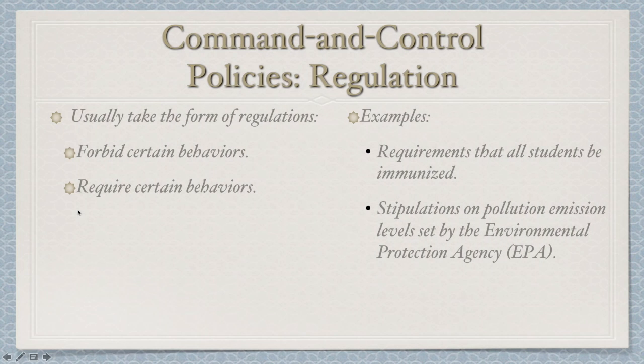A command and control policy usually takes the form of rules and regulations. For example, the government can forbid certain behaviors or require certain behaviors. So the government requires that all students be immunized, right? We'll talk about the immunization rules in class, but the reason is some students can't be immunized due to health problems, and they actually benefit from what's called herd immunization. So the fact that the entire group is immunized actually protects those people. Or the government might put in rules about how much pollution can be emitted.